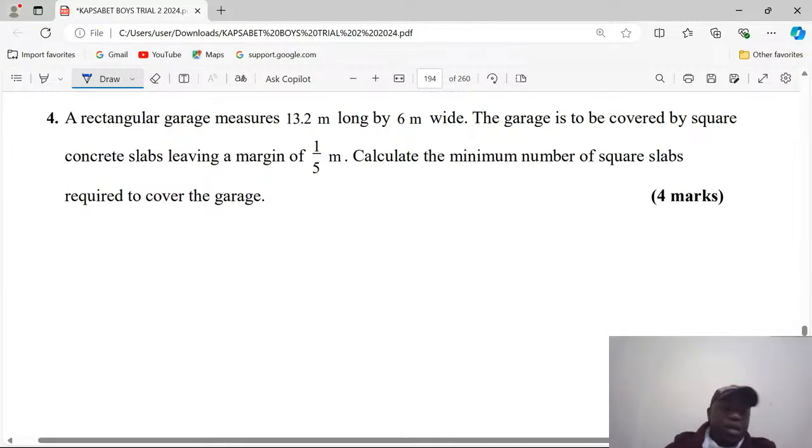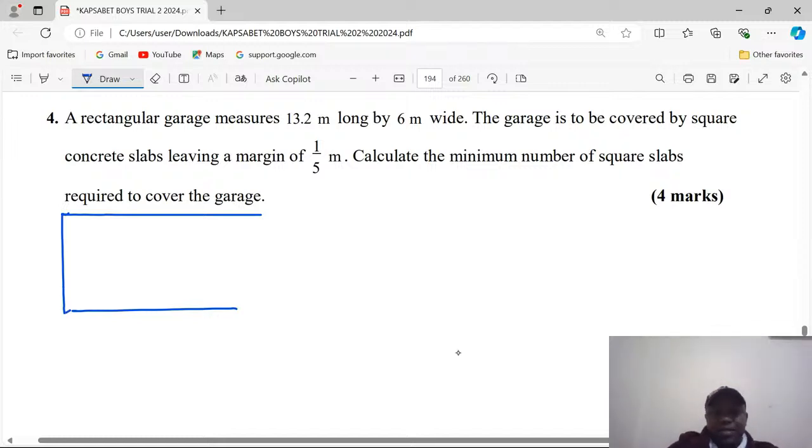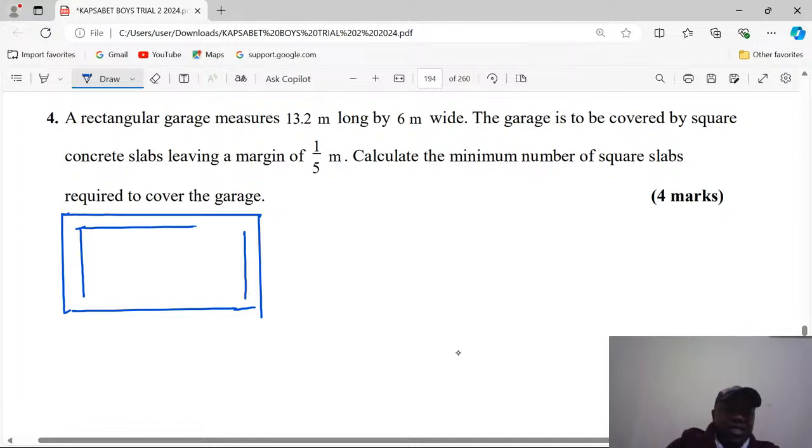Okay, some of these problems sometimes require diagram sketching for you to understand what you're being told. For instance, there is a garage here. We are given the external dimensions, but now the slabs are going to be fitted such that they are leaving a certain margin.